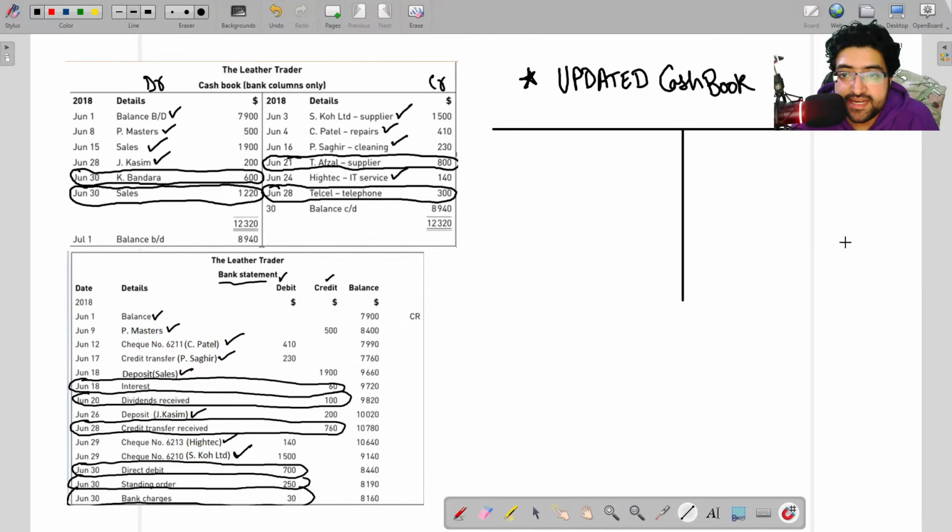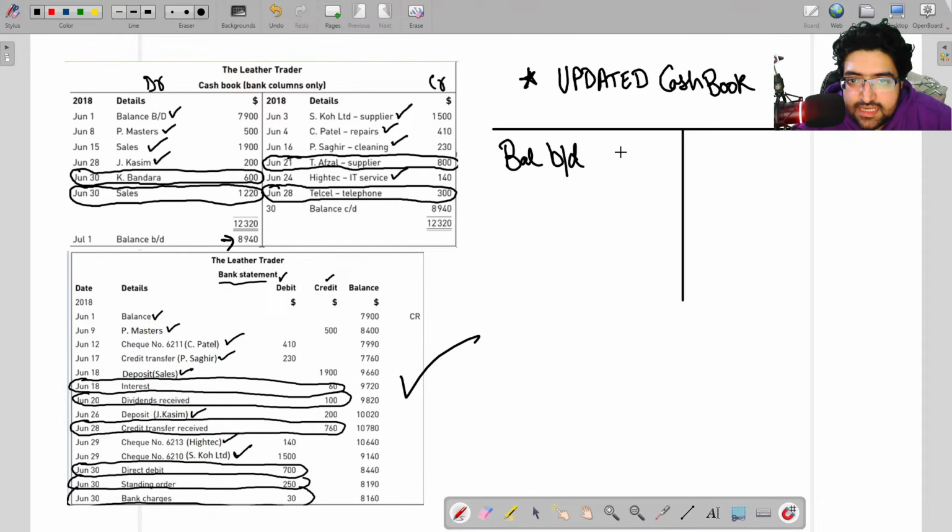The purpose of the updated cash book is to include things that are missing from the cash book. Things that are present on the bank statement here but missing from the cash book. This is called updating the cash book. Obviously, we will include those things back to the cash book which are there on the bank statement but not on the cash book. So I've told you we start with the balance of the cash book, which is 8940 in this case. As you can see, balance BD 8940. Now let's include these things one by one.